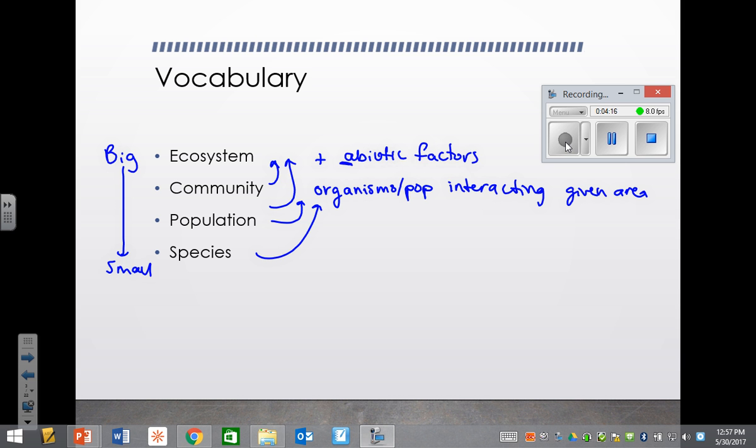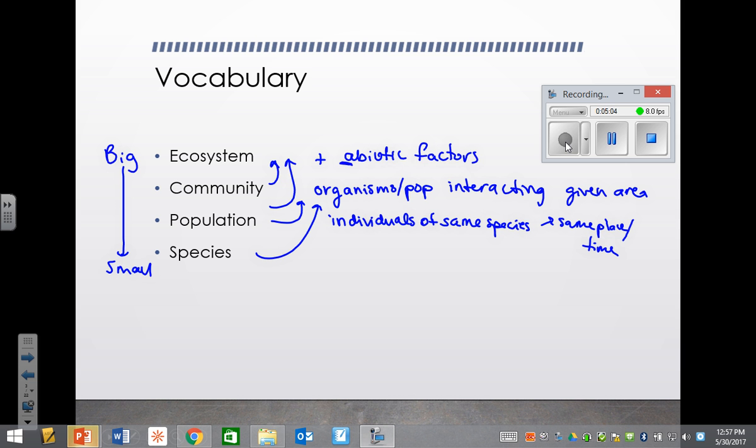Would someone like to share their population definition? All right. Eeny, meeny, miny. Oh, volunteer. Rebecca, yeah. So, a population sounds kind of like a community, except we're not saying that there are different populations, different organisms. We're saying individuals of the same species that live in the same geographical area, so the same place, at the same time.